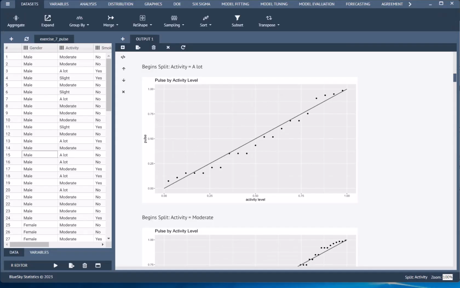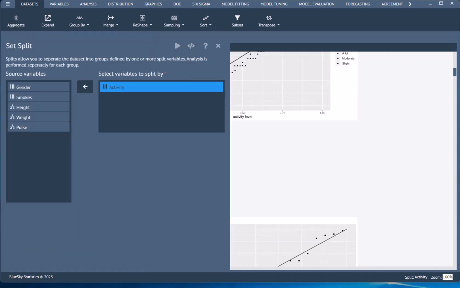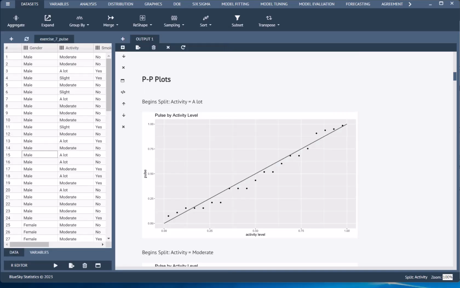BlueSky allows us to do separate plots for each activity level. If you go to Data Sets and you go to Group By and you click the arrow, you can choose Split, and BlueSky will split the data according to some variable in your file. We've done that, and we told BlueSky to split by activity level. So it will do each analysis once for each different activity level. So I asked BlueSky to once again do a PP plot so we could examine the data for normality, but this time do it separately so we can see a little better what's what.